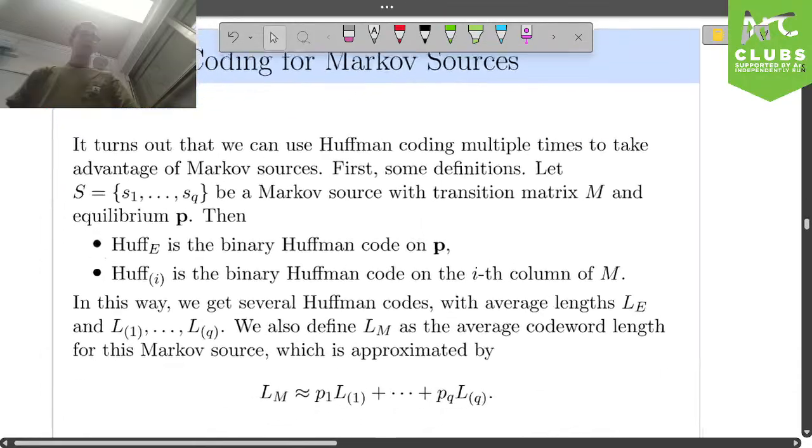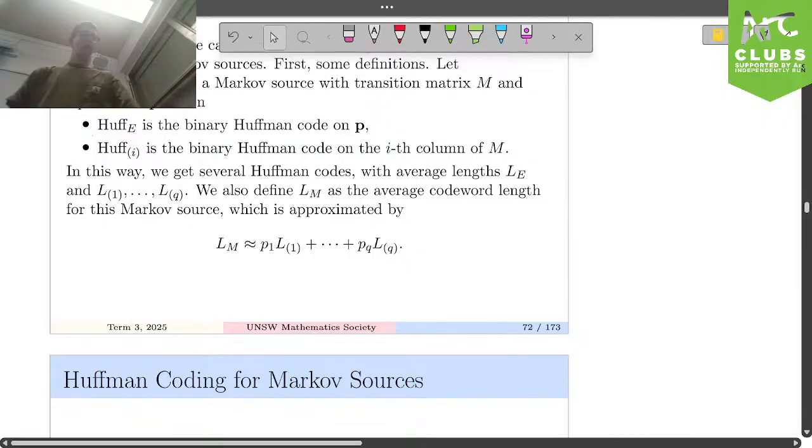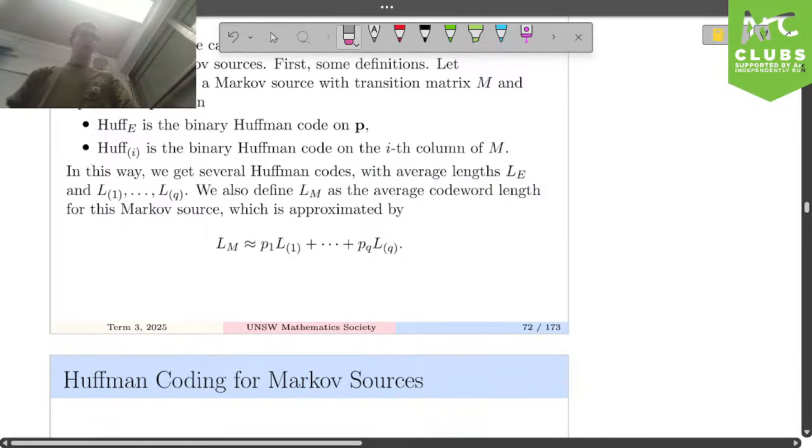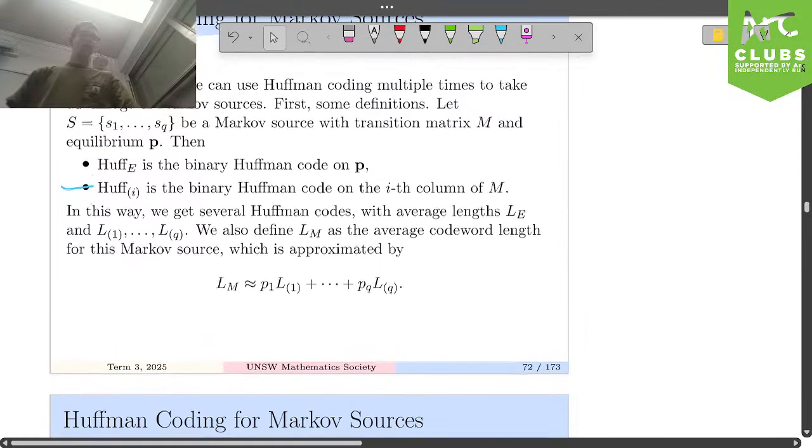And then alternatively, we can look at the conditional Huffman codes, where Huffman i is based on the ith column of the matrix. So we apply that Huffman i for the ith source symbol, such that we apply that code once we know the previous source symbol that was sent was Si. We can also define the expected value of the length when we apply this second strategy to be the expected value of all the different average lengths of those codes, weighted by the probabilities of that source symbol occurring.